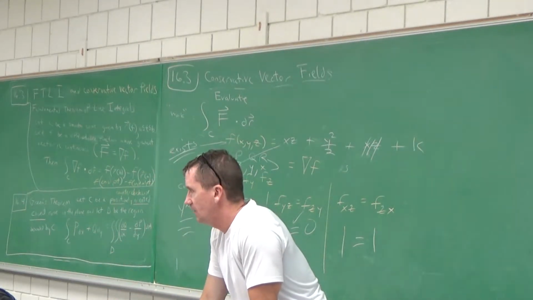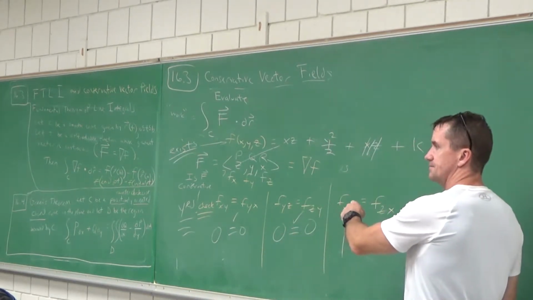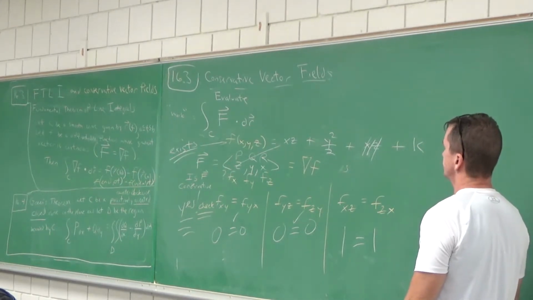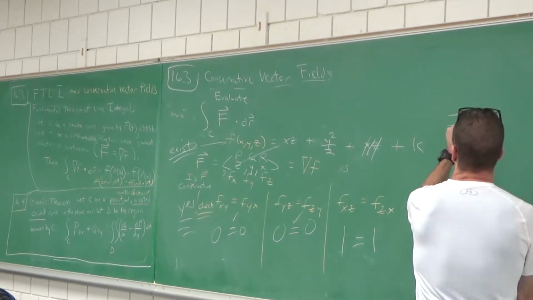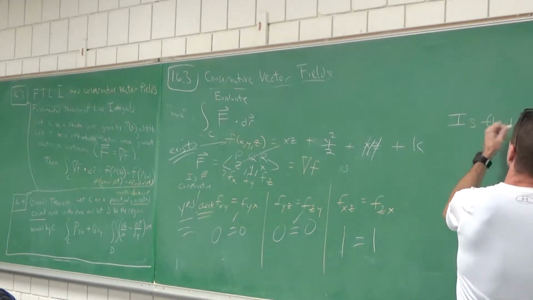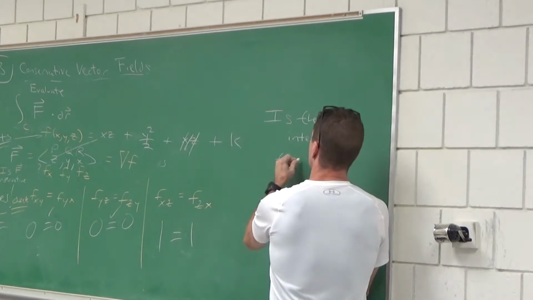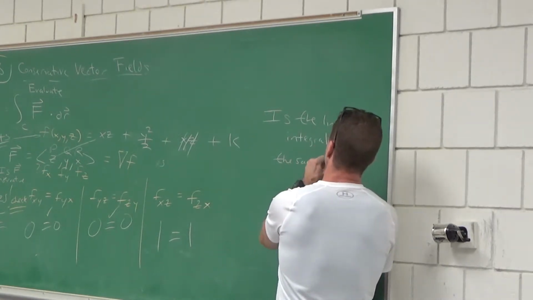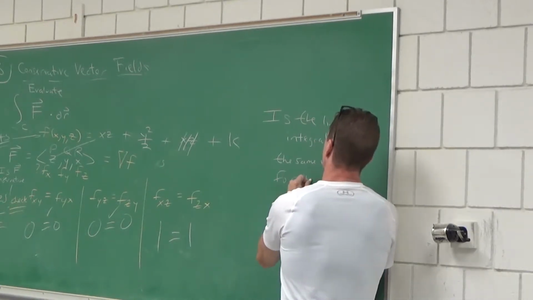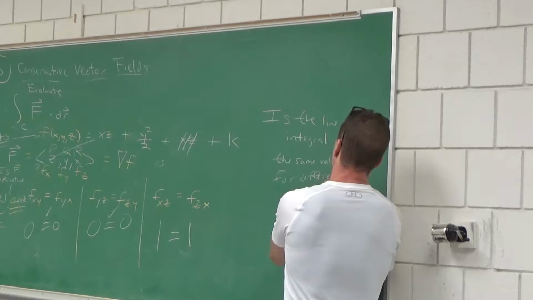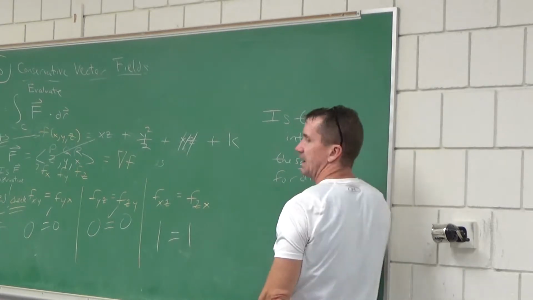Awesome. Now, everyone's okay with all that? Nice. Now here's my question. Is the line integral going to be the same value for different paths from one endpoint to another endpoint? Will it always be the same in that vector field?